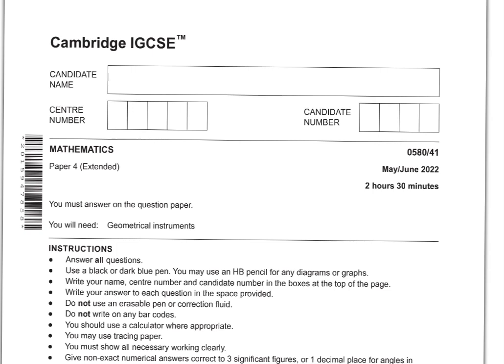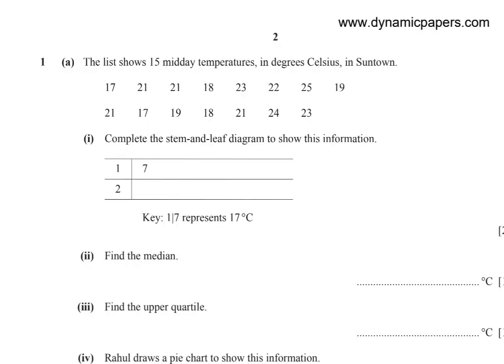Today I'm going to solve Cambridge IGCSE Mathematics Paper 4, May-June 2022, Variant 1. Number 1A. The list shows 15 midday temperatures in degrees Celsius in Suntown. Complete the stem and leaf diagram to show this information.